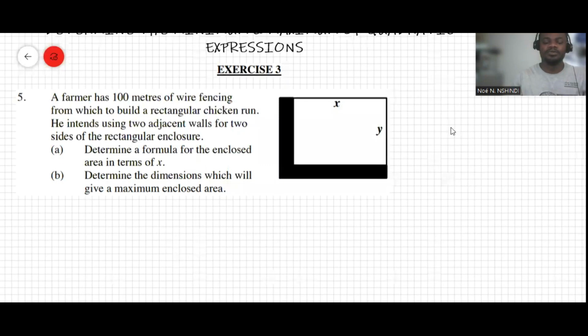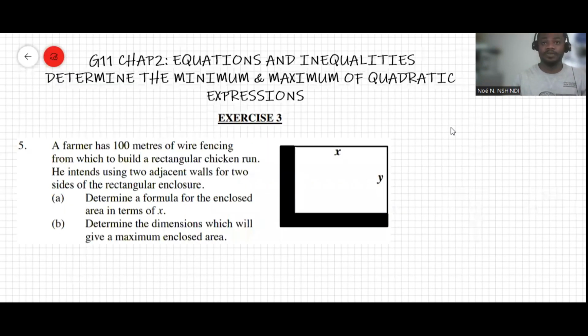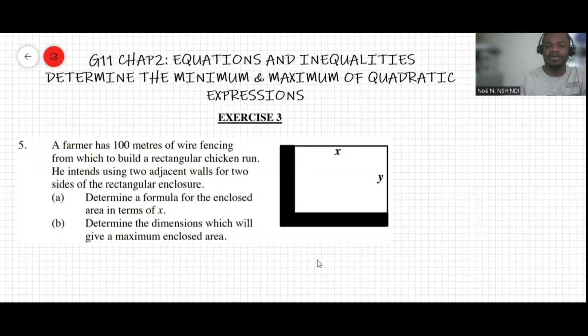Well, now we're going to do exercise 3, question 5. The question says that a farmer has 100 meters of wire fencing from which to build a rectangular chicken run. He intends using 2 adjacent walls for 2 sides of the rectangular enclosure. Now, question A says, determine a formula for the enclosed area in terms of x. And then B, determine the dimensions which will give a maximum enclosed area.